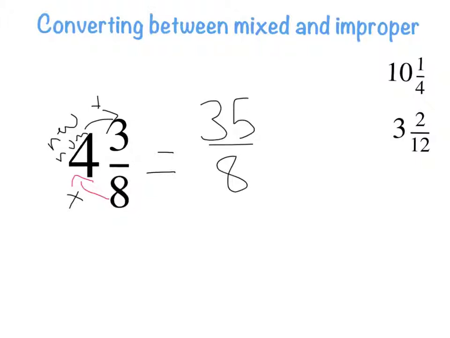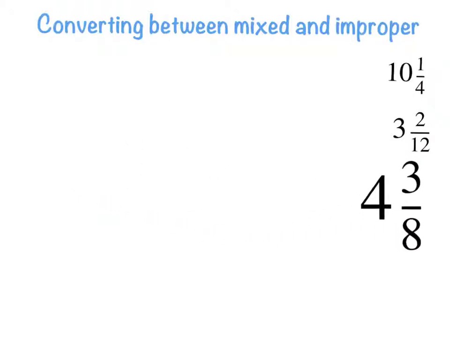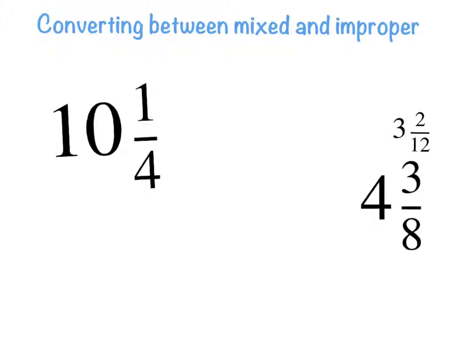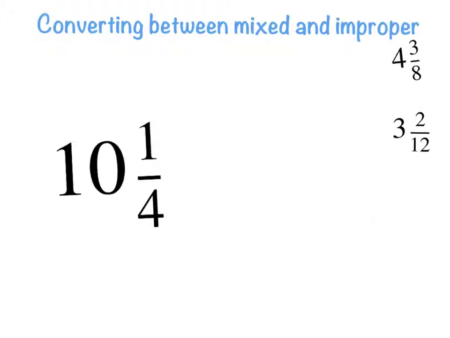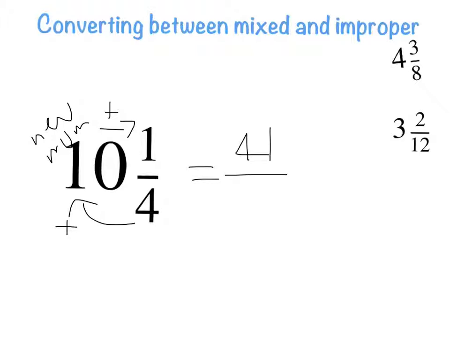Let's have a look at another example. Okay, here we go. This one might be a little bit easier. So, again, same process. 4 times 10 is 40. Then with my new number of 40, I add 1. So it becomes 41 over 4. 41 over 4 is a way of representing 10 1/4 as an improper fraction.